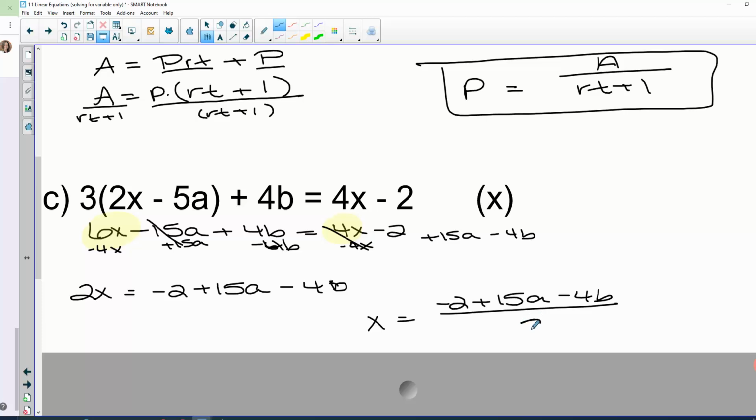You could leave it like this. You could have divided each term and written -1 plus 15a over 2 minus 2b if you want to break them apart. Terms can be in a different order. Lots of equivalent answers here. Alright. Any questions on that one?